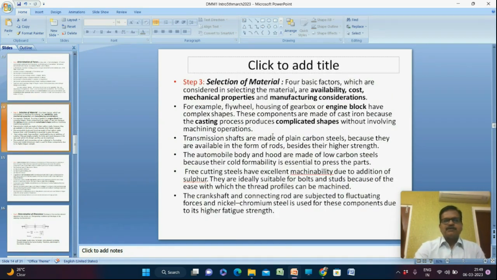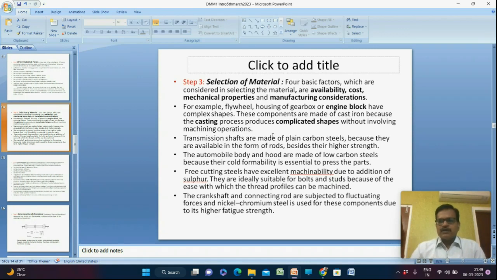Next, selection of material. Four basic factors are considered in selecting the material. Number one, availability. Number two, cost. Number three, mechanical properties. And number four, manufacturing considerations. So these are the four factors for consideration of the material selection. For example, if you take a flywheel, or a gearbox housing, or an engine block, all these have some complex shapes.